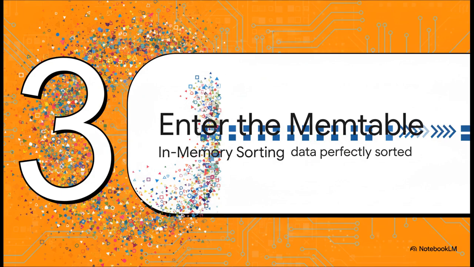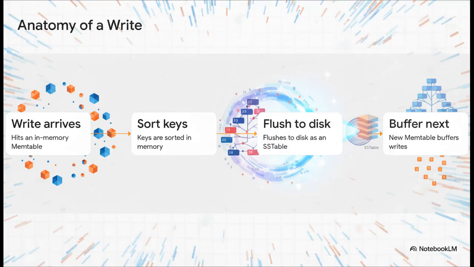Section 3. Enter the memtable. Now, you're probably wondering, how on earth do we write data perfectly sorted to a disk when user requests are arriving in completely random, chaotic order, right? Well, when a write comes in, it doesn't actually go straight to the disk. Step 1, it hits an in-memory balanced tree data structure, something like a red-black tree, which we call a memtable. Step 2, since this tree is just hanging out in memory, it can rapidly sort those keys as they arrive.